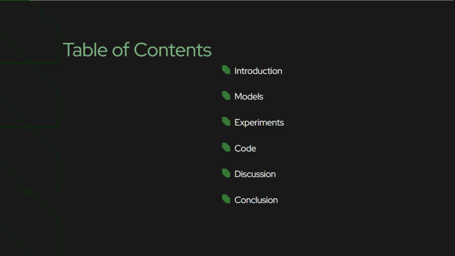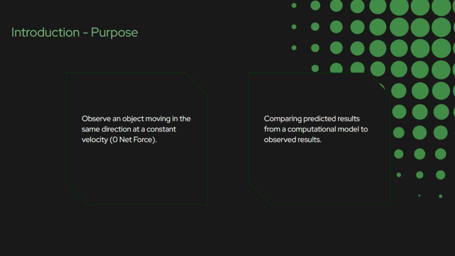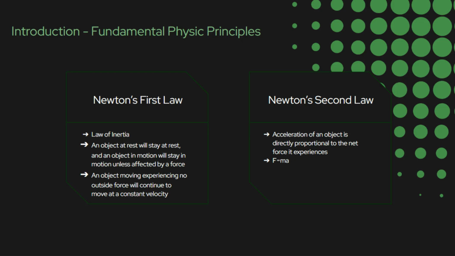Here's my table of contents with introduction, models, experiments, code, discussion, and conclusion. Starting with our purpose, we have two main goals: to observe an object moving in the same direction at a constant velocity, aka experiencing zero net force, and to compare predicted results from a computational model to observed results from real life. Fundamental physics principles.